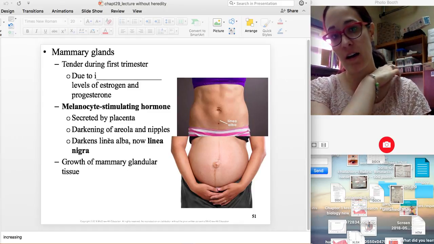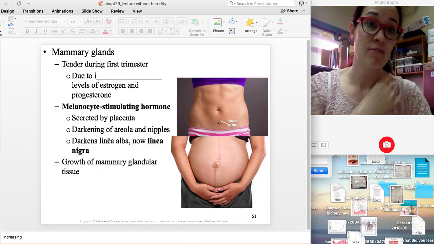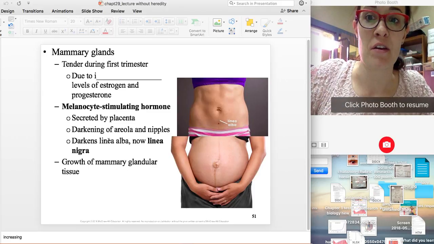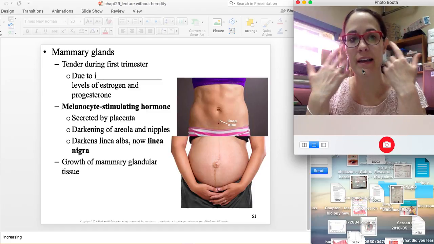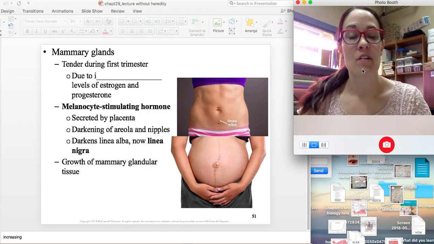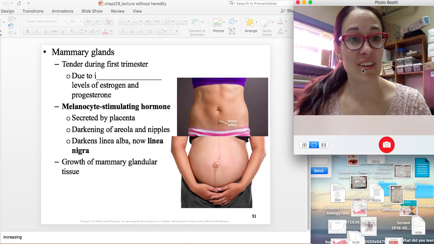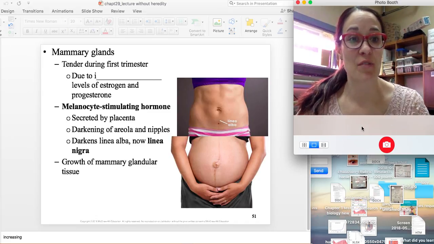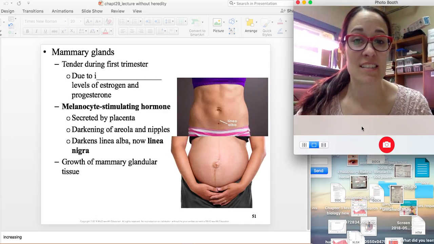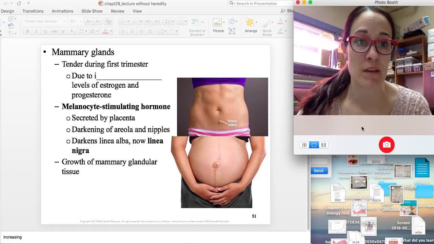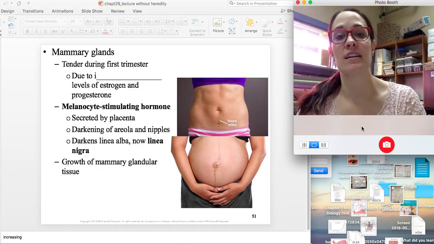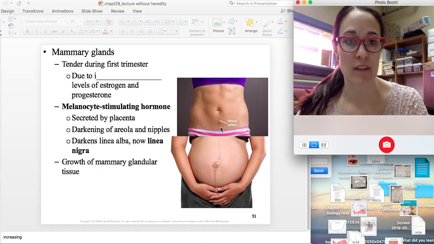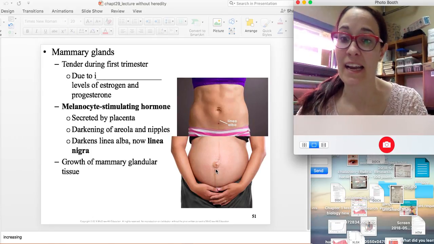Okay. Another hormone that's going to influence breast tissue is called melanocyte stimulating hormone. Remember, melanocytes are responsible for eye color, skin color, hair color, but the placenta also secretes this hormone, and it causes the areola around the nipples to become darker. And then normally you don't have a colored line right here, it's called the linea alba, but when you're pregnant, the line darkens.